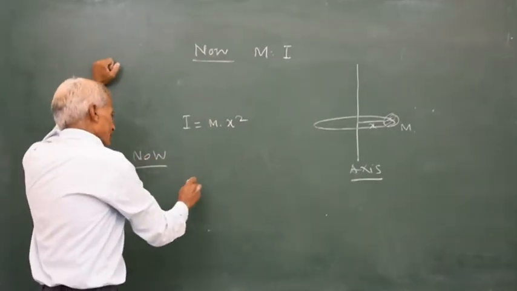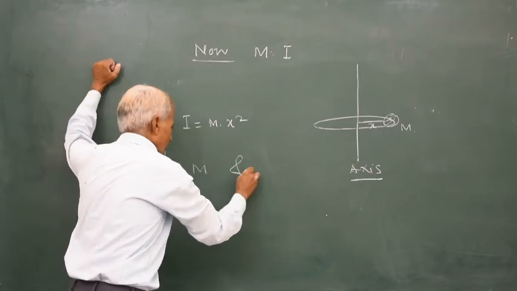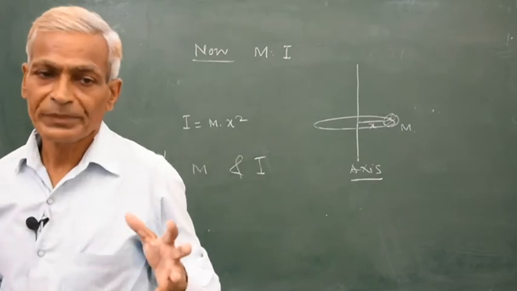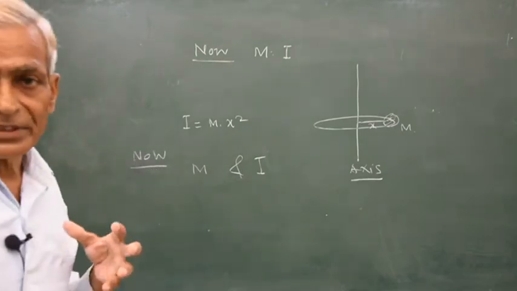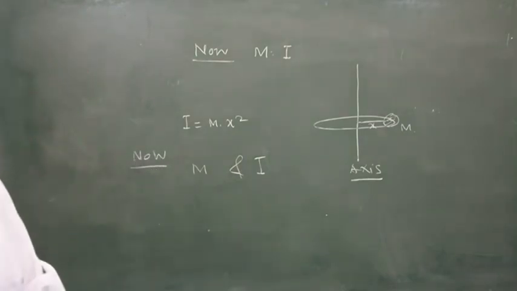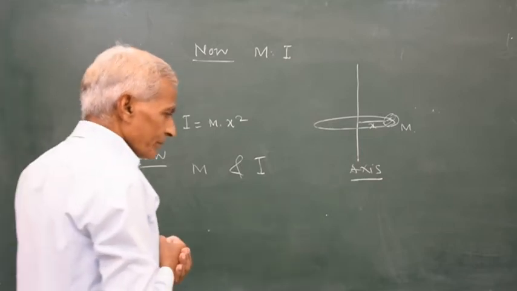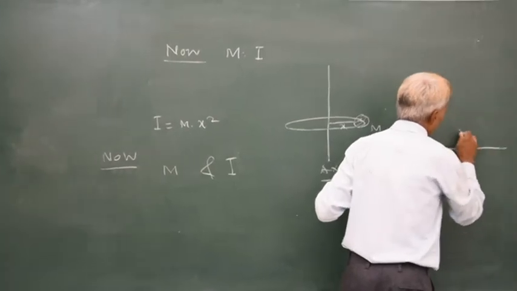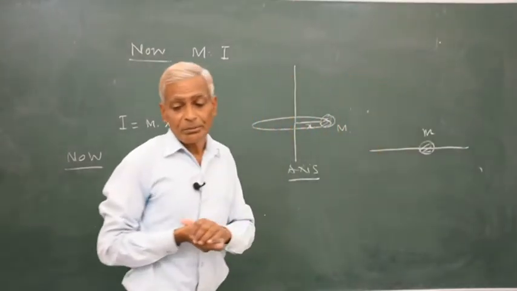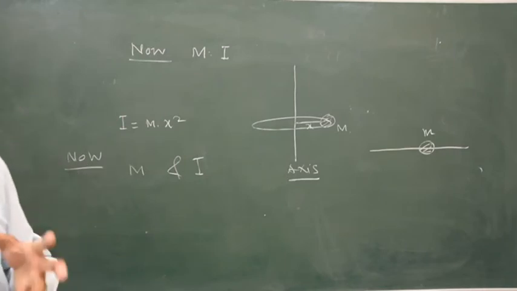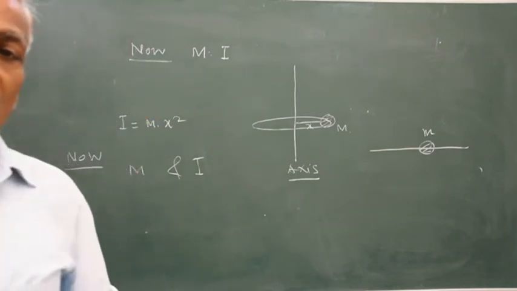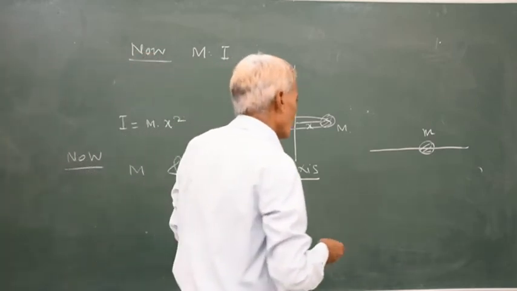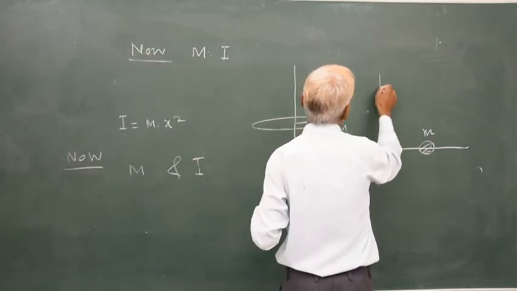Now, what is the difference between m and I? What is the difference between mass and moment of inertia? It is very simple. You can say that the role of mass in linear motion is the same role moment of inertia plays in rotational motion.